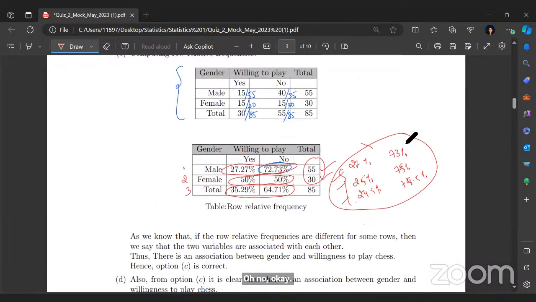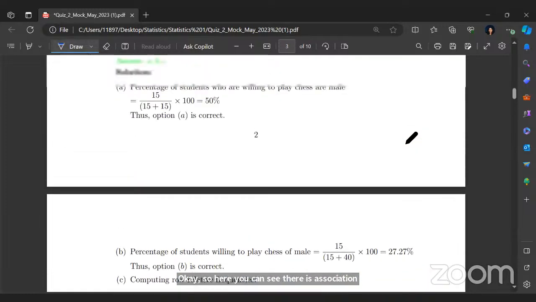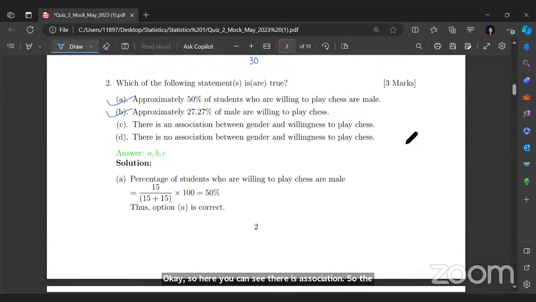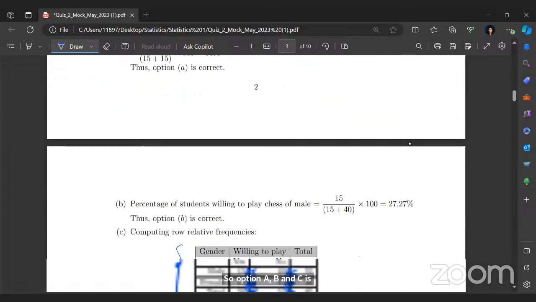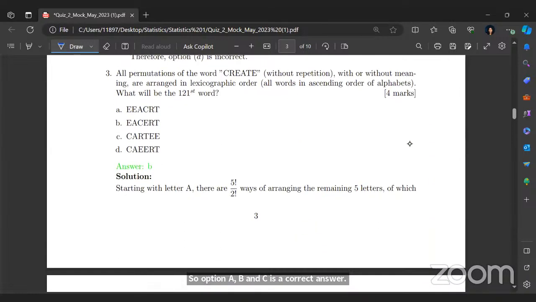Okay, so here you can see there is association. So the third option would be right, and the fourth option would be wrong. So options A, B, and C are the correct answer. Now let's move to question number 3.